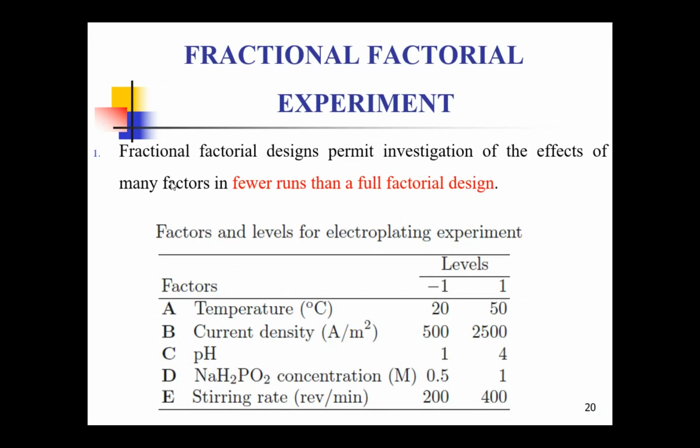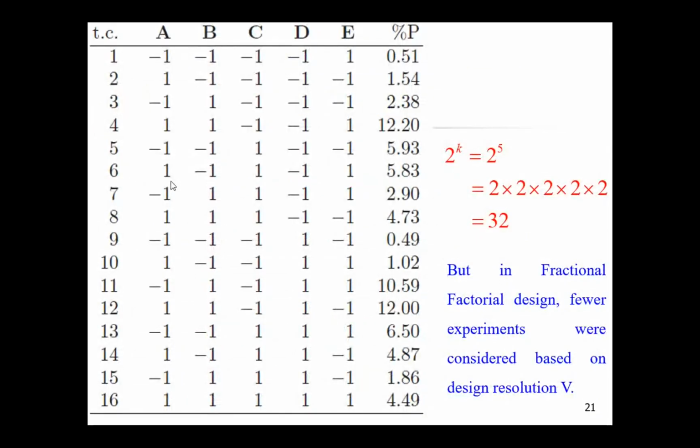So this is an appropriate experiment in which I am going to have 5 inputs. For each and every input I am going to have 2 levels. So k is equal to 5 and level is 2. Normally in full factorial we are going to have 2 power 5. But they have designed the experiment for 16 experimental trials. So 2 power k is equal to 2 power 5, so in full factorial conditions we have 32 experimental trials. But I am going to consider only 16 experiments based on the resolution 5.